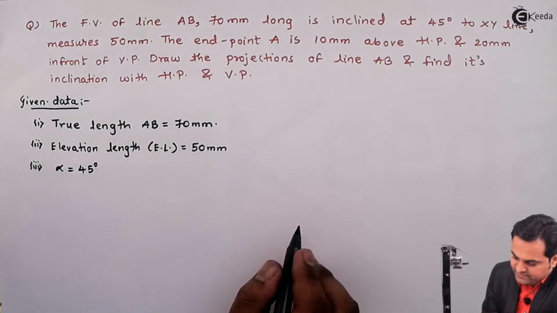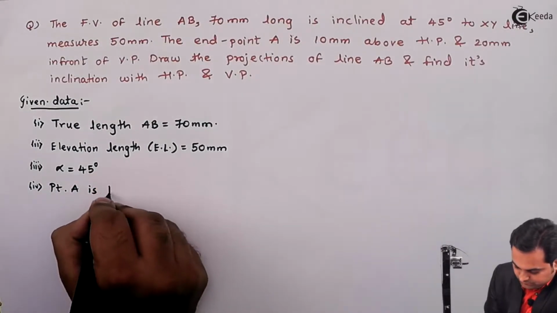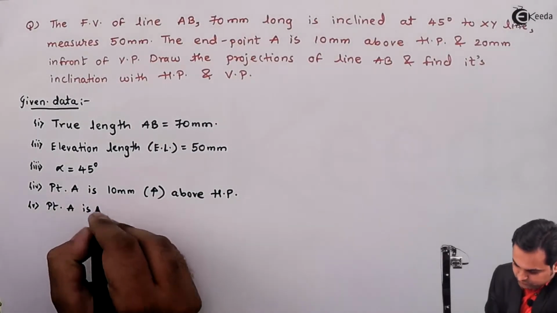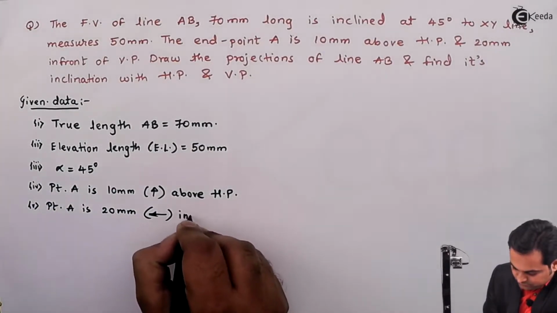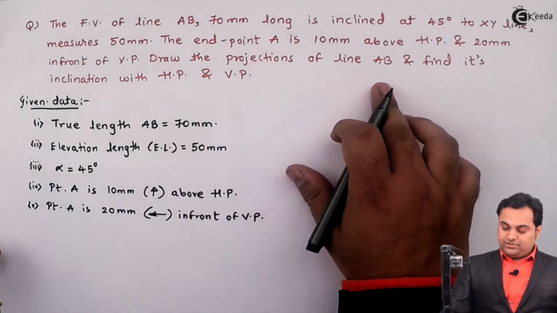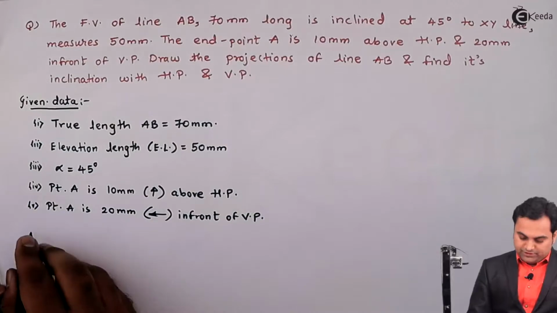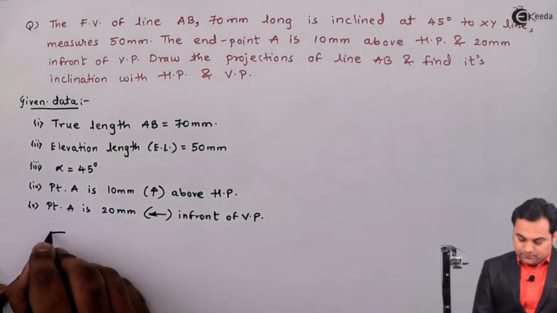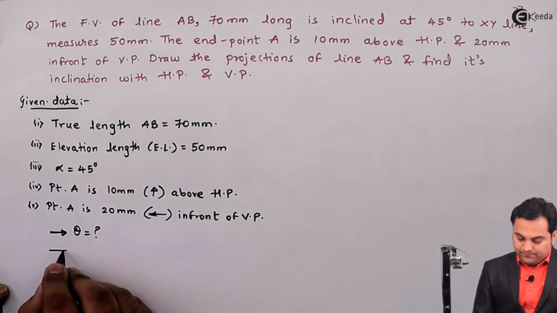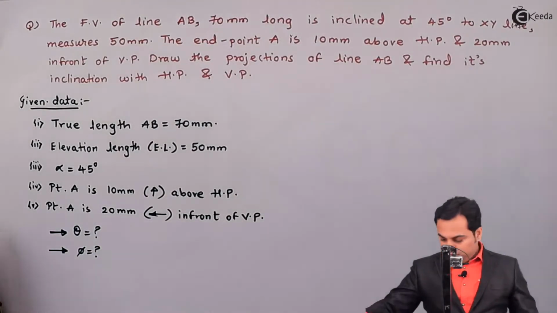Next, the end point A is 10 mm above HP, 20 mm in front of VP. Draw the projections of the line AB and find its inclination with HP and VP. So we have to draw the projections and find the inclinations. That is, with HP the inclination is theta and with VP the inclination is phi. These two values are also to be found out.